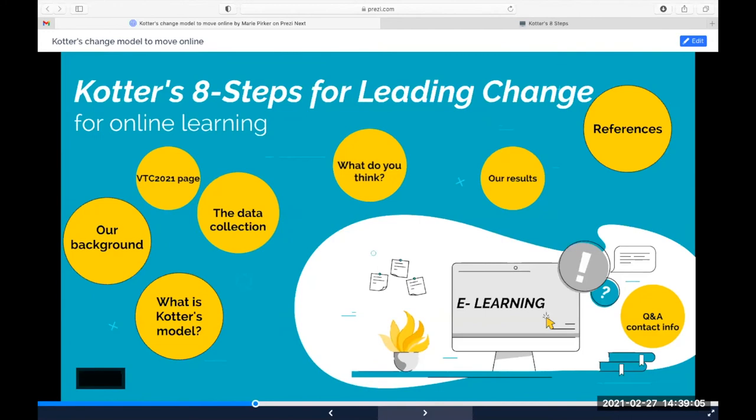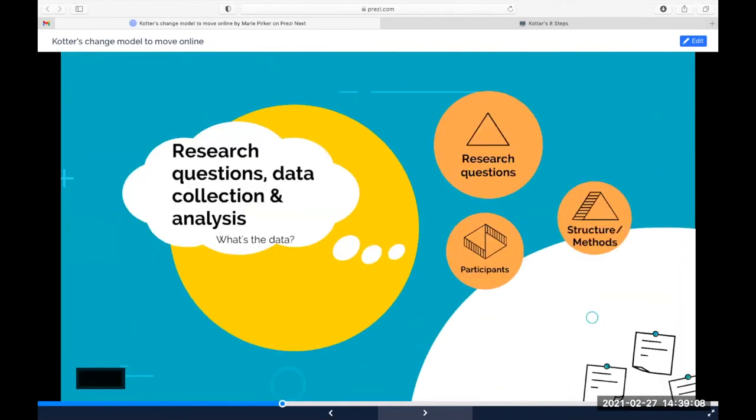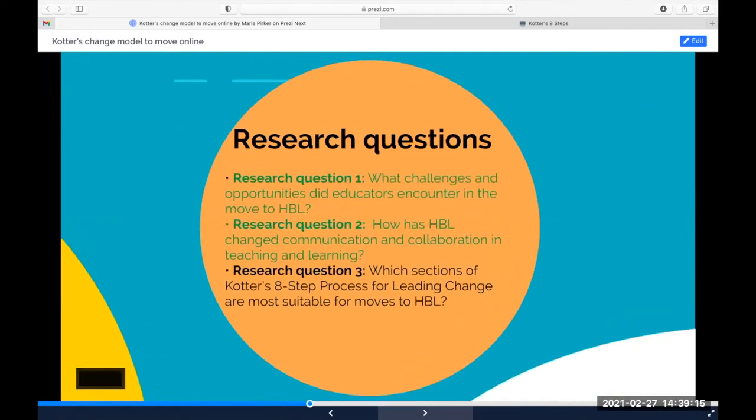Okay, so the data collection. When we look at our research questions, the data collection, analysis and participants, this is what we actually looked at in our thesis. We had 3 research questions, and we will only be talking about question number 3 in this presentation, because otherwise it would be way too long and cover way more than 30 minutes. Our first one was the challenges and opportunities for educators during the move to home-based learning. Question number 2 was, how has home-based learning changed communication and collaboration in teaching and learning? And our third question was which sections of Kotter's 8-step process for leading change are most suitable for moves to home-based learning. That's the question and the data that I will be presenting to you today.